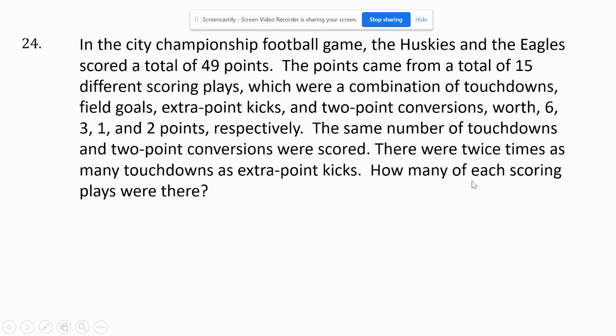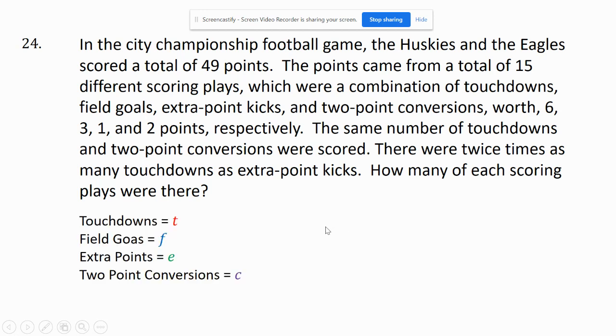There were twice as many touchdowns as extra point kicks. How many of each? So here's what we did. I set it up like this here. Basically, there were 6 points per touchdown, 3 points per field goal, 1 point for extra points, and 2 points for the conversions, equal to 49. I also know that there were a total of 15 scoring plays, so one of each of these adds up to 15.